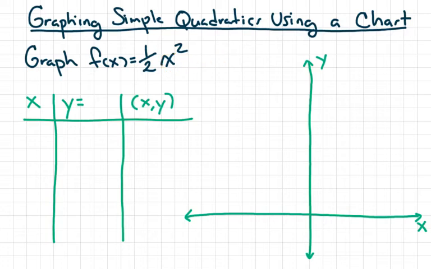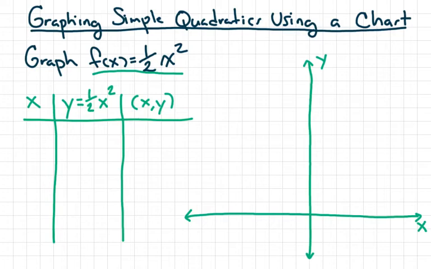Since there's no h and no k in this problem, they're actually zeros. So that means we already know our vertex is going to be 0, 0. But let's just graph this using the chart and find that out visually. Okay? So what this function is telling us is that for whatever x value we plug in, our y value is going to be 1/2 times that value squared.